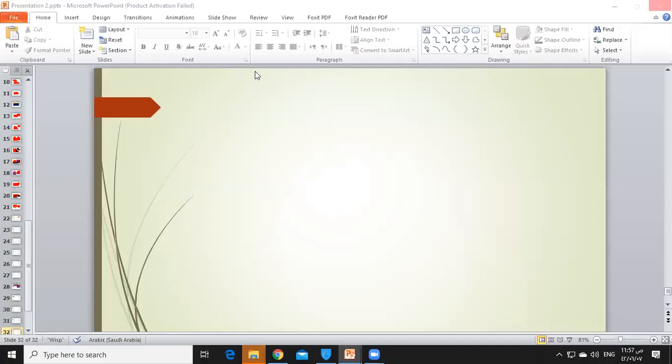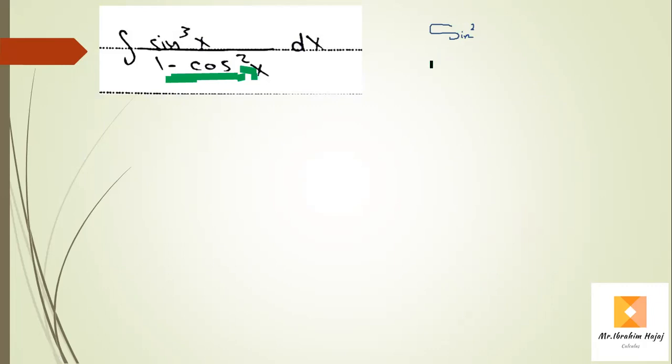1 minus cosine squared x is sine squared x. We can replace it with sine squared x. Why? Because sine squared x plus cosine squared x equals 1. So we simply take the cosine squared to the other side: sine squared x is equal to 1 minus cosine squared x, which is the same as our denominator.